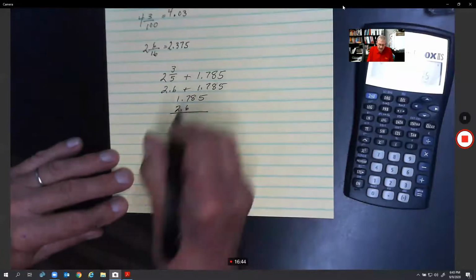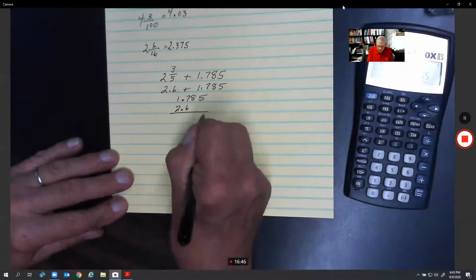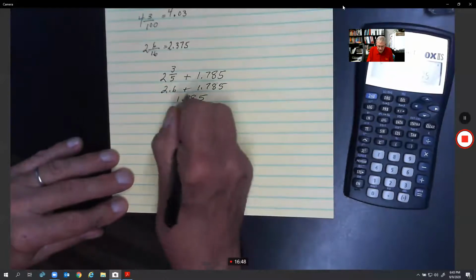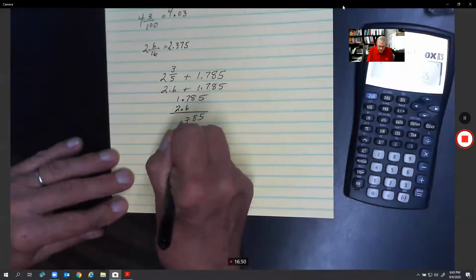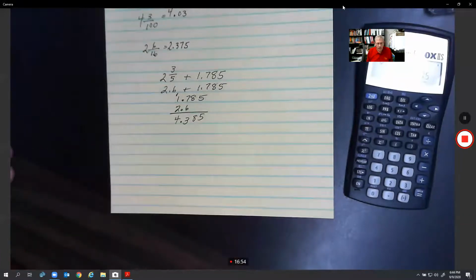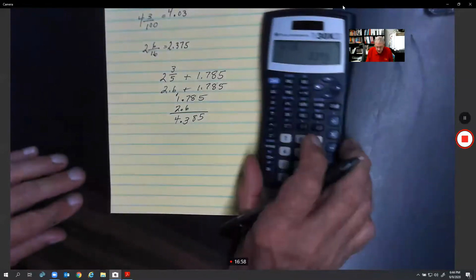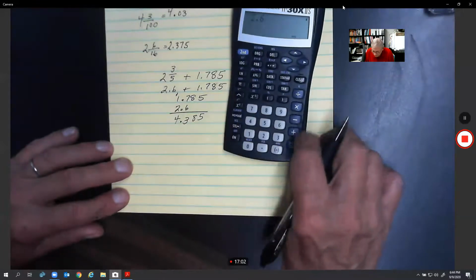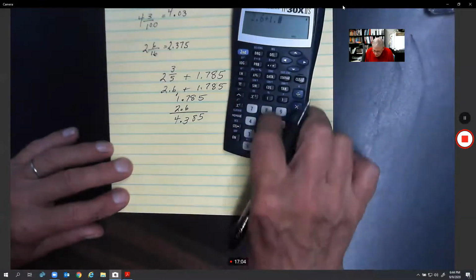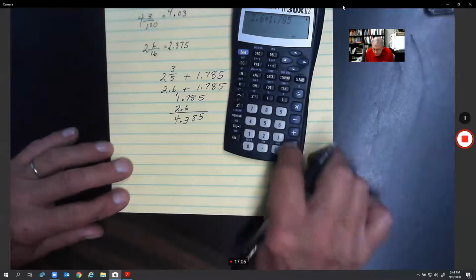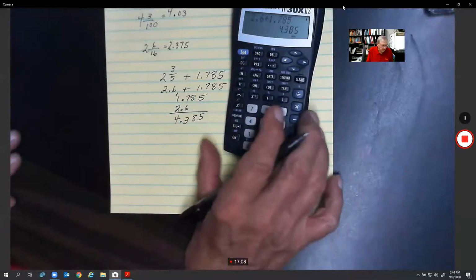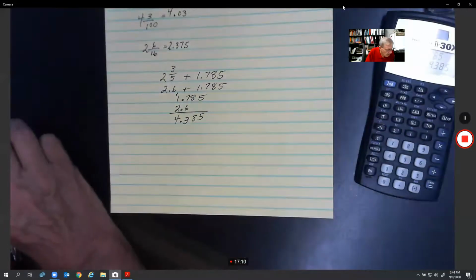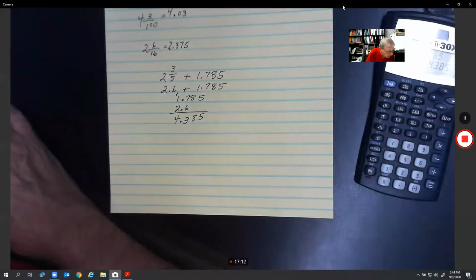Put them underneath each other, line up those decimal points, 5, 8, 13, bring down the decimal, carry that 1, 4, 4.385. If you use a calculator, that's okay. Let's try it. 2.6 plus 1.785, 4.385. All right, let's try one that's a little bit harder.